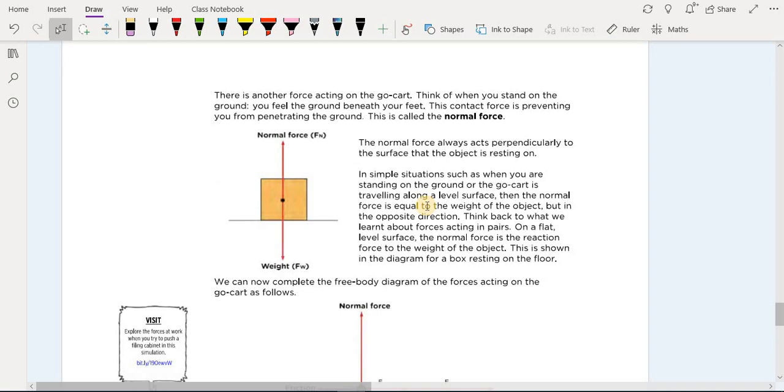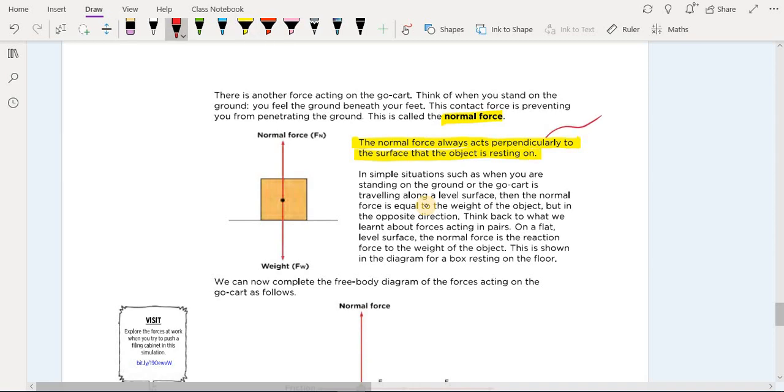So when you're standing on the ground, you feel the ground beneath your feet. Okay, if the ground was not there, you'd basically continue falling. So there's actually a force that's preventing you from falling any further. And that force is called the normal force. And this is a very important definition. Normal force is always perpendicular to the surface that the object is resting on.